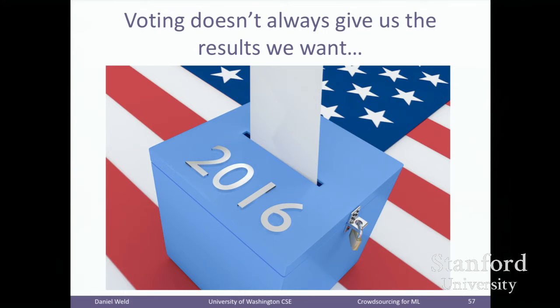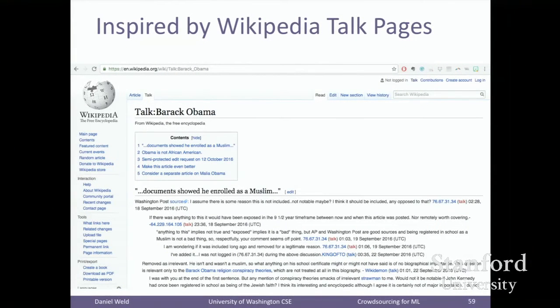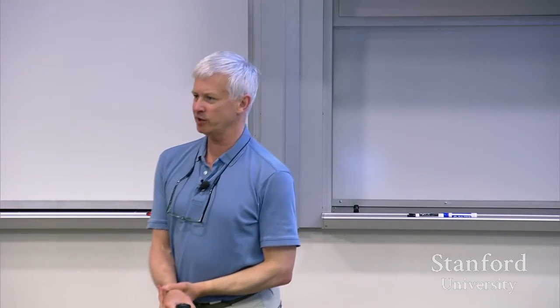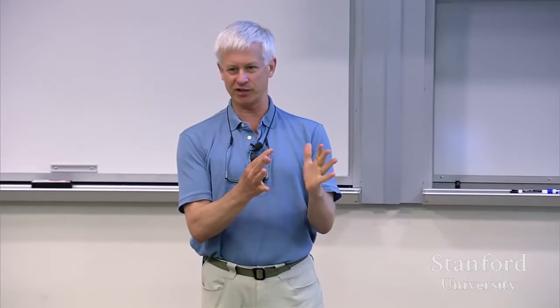So voting's bad. We don't like voting. Doesn't give us the results we like. So let's instead argue and see who sounds to be the best. And the basic idea here is inspired by the talk pages on Wikipedia, where people have a discussion about exactly what they should be doing. And the question is, can we actually put that into a microtask context and have these little discussions that are very focused and lead to better answers?